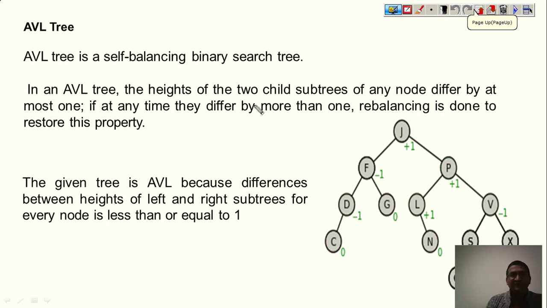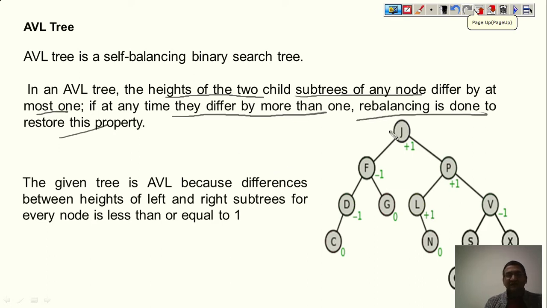So here you can see, in the AVL trees the height of the two child subtrees of any node differ by at most one. So the AVL trees assure us that the difference in height of the left subtree and right subtree will be maximum 1, and whenever you find that the difference is more than 1, that means the tree is extending to one side, and then we need to do some rebalancing so that it can be balanced.